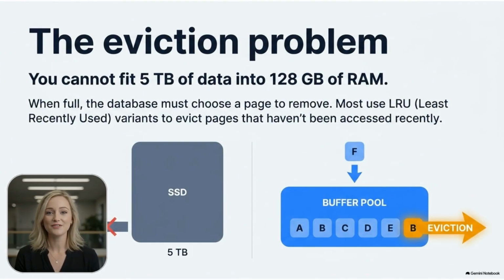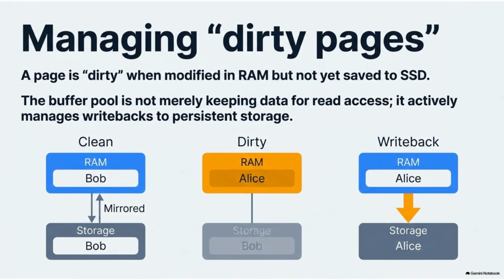Because RAM is limited, we face an eviction problem. Database systems use algorithms, like least recently used, to decide which pages to remove when the buffer is full. The buffer pool also manages dirty pages, data modified in RAM, but not yet written to disk. It actively coordinates these writebacks to persistent storage.